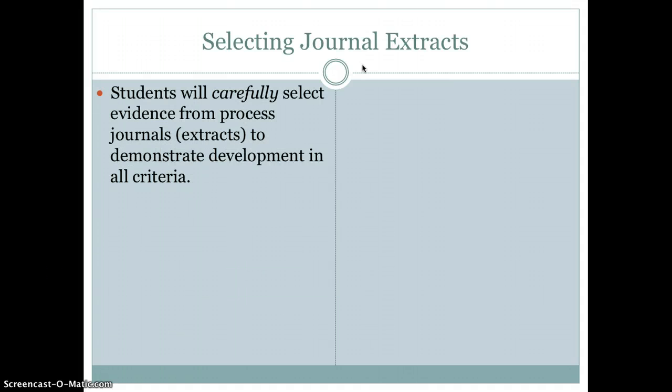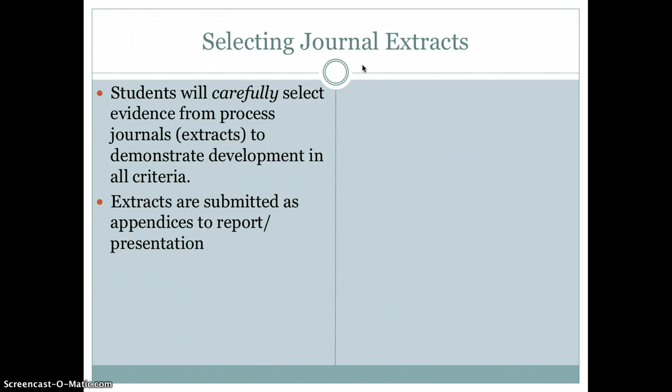So let's talk about selecting your journal extracts. Students will carefully select evidence from process journals, which we're going to call extracts, to demonstrate development in all the criteria. Again, those criteria that I mentioned before. So at the end, you're going to go through your process journal and select pieces out you'd like to show us that show that you have met the highest levels of the criteria. Extracts are submitted as appendices, which go at the end, to your report and or presentation that you give at the end of the school year.